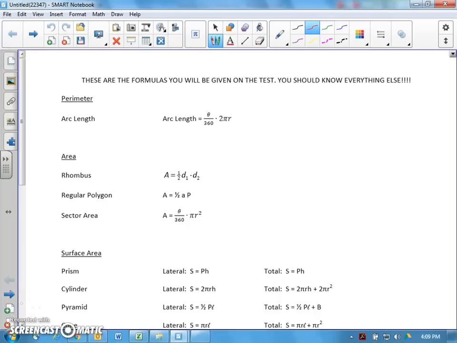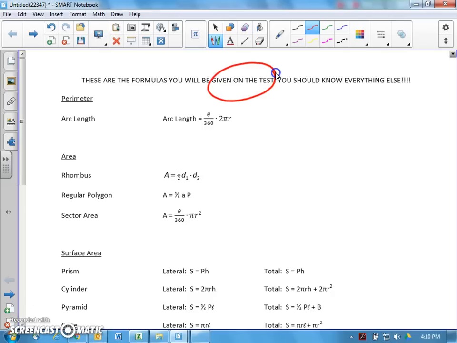11.1 is about your formulas. The first thing I want you to do is go to page 11 in your unit guide and look at this page. These are the formulas that you will be given on the test, the way that they will be given. Make sure that any other formulas you feel like you need to know are in your brain.